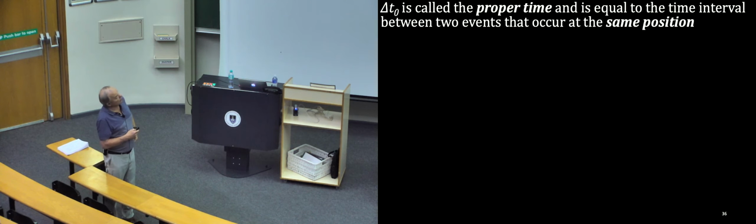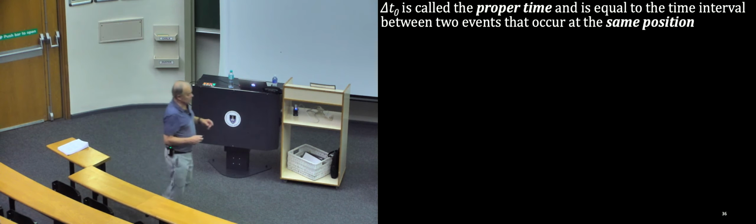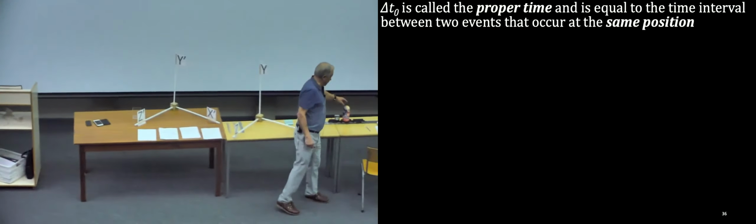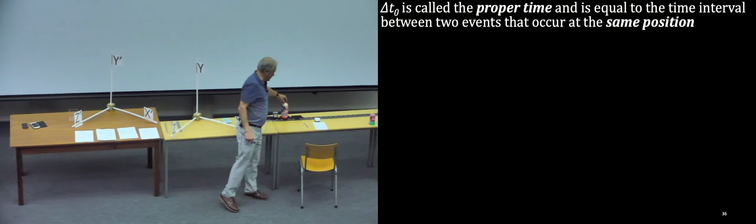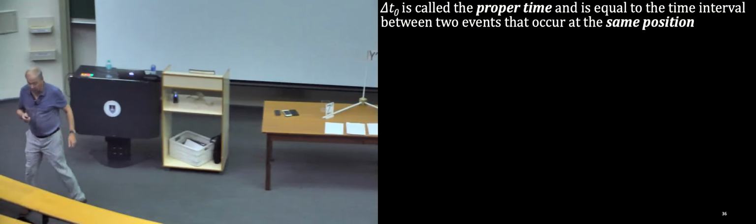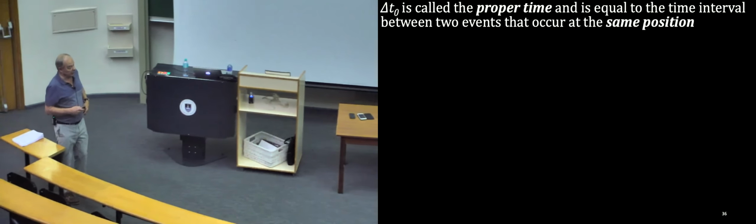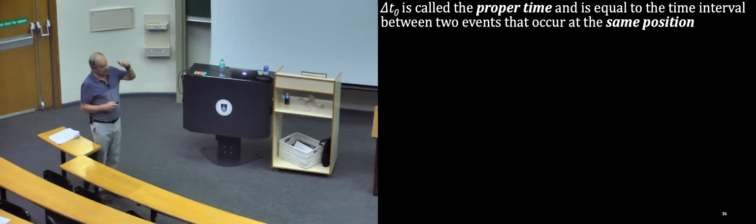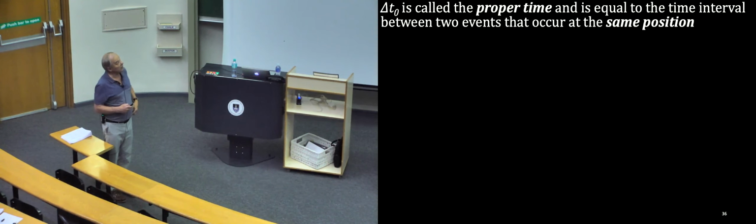Delta t naught is called the proper time, and it's equal to the time between two events that occur at the same position. So just getting back to this one again, remember, although she's moving, she's stationary in her reference frame, and therefore the signal just goes straight up and down. And she's got the clock present at both locations, both where the light went up, and again where the light came down.